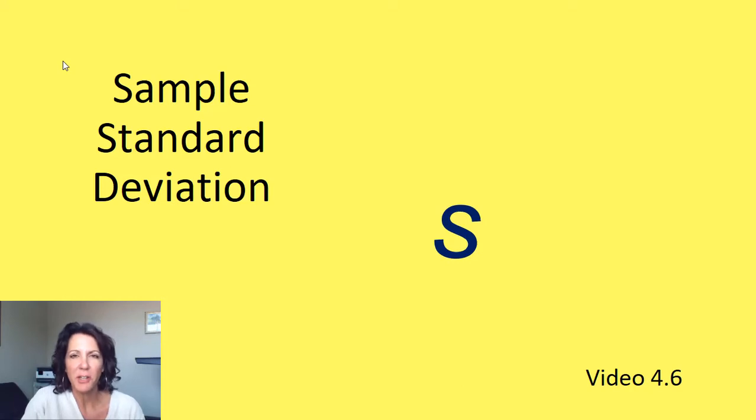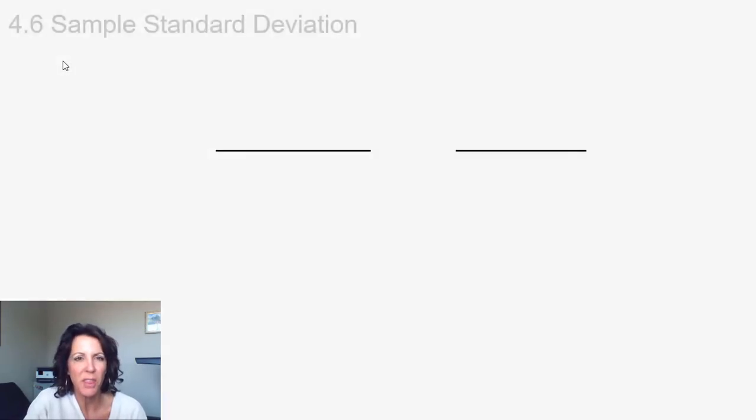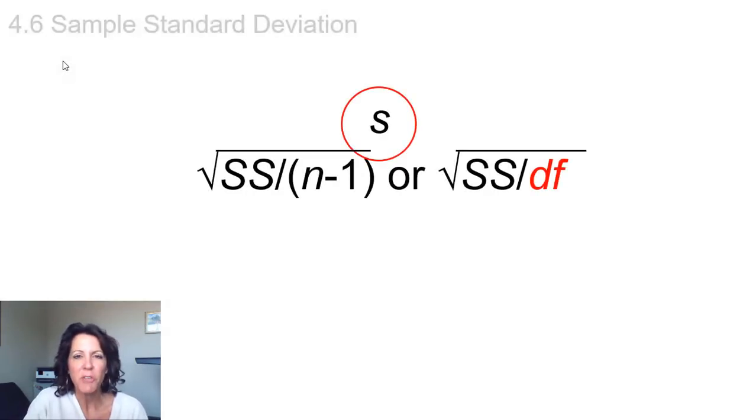In this video, we're going to talk about sample standard deviation as our last measure of variability, and then we're going to put it all together with some practice. So again, sample standard deviation is what we're starting with. Here is the formula for sample standard deviation. It's going to look really familiar.